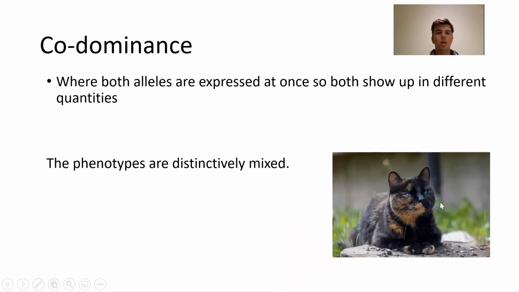Now we look at co-dominance. This is where both alleles are expressed at once, so both show up in different quantities. For example, the phenotypes are distinctly mixed. You can see this cat, the majority of it is black, and then the other section is brown. The colors don't mix. They're as dominant as each other, in the sense that it will be one color or the other in a specific location. They will distinctly be able to be separated.